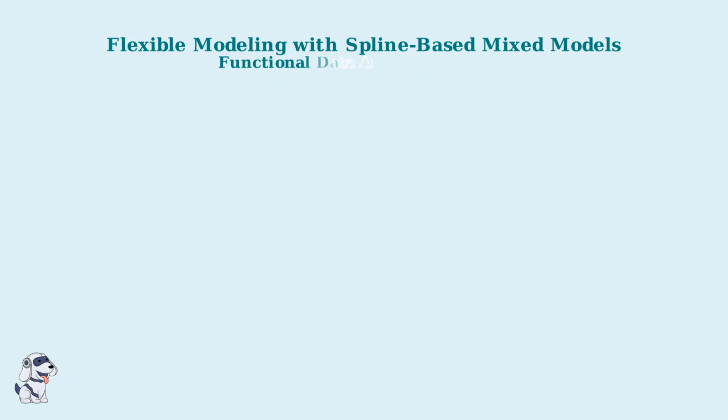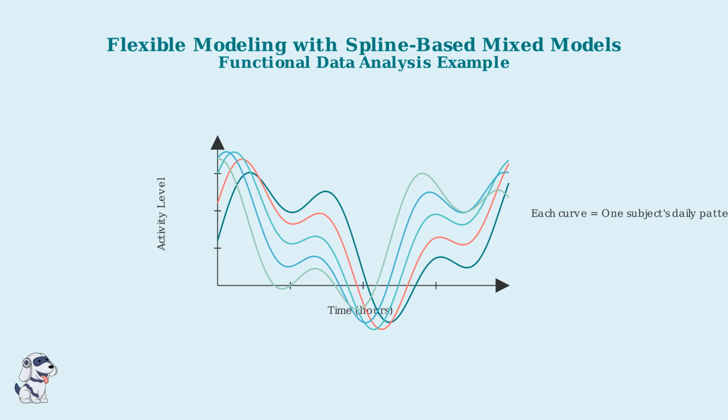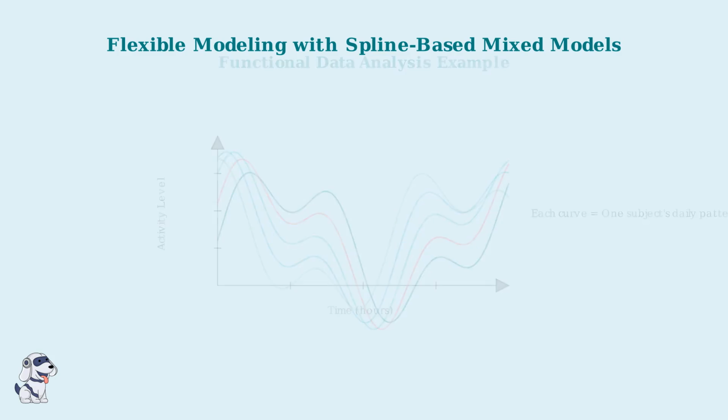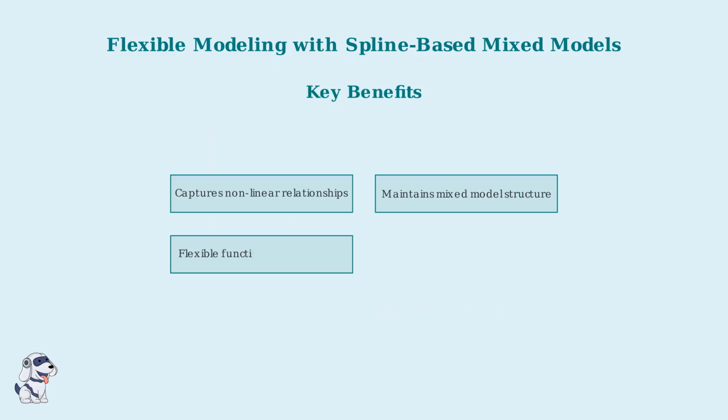One major application is functional data analysis, where we observe entire functions or curves for each subject. For example, tracking daily activity patterns, growth curves, or brain imaging data over time. Another powerful application is time-varying coefficient models. Here, the effect of a predictor can change over time, allowing us to capture dynamic relationships that evolve throughout the study period.